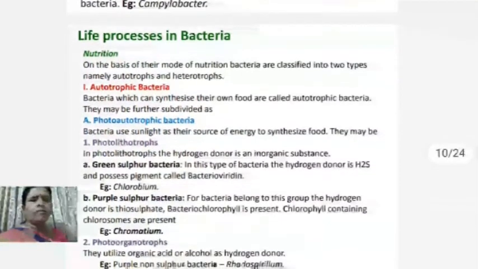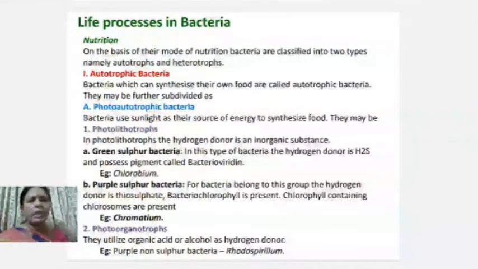And what is the life process in bacteria? First, we have to see about the nutrition. On the basis of the mode of nutrition, bacteria are classified into 2 types, namely autotrophs and heterotrophs. Autotrophic bacteria are bacteria which can synthesize their own food. They may be further subdivided into photoautotrophic bacteria.